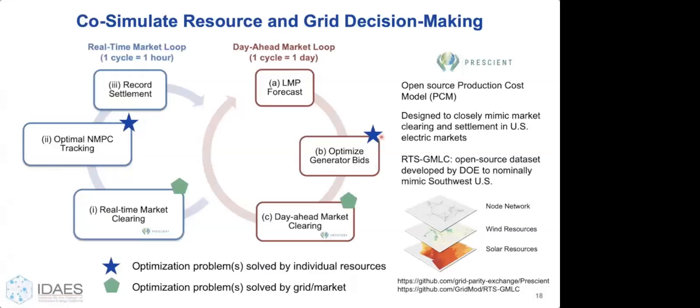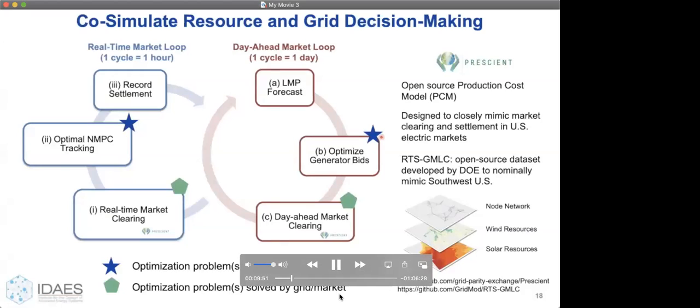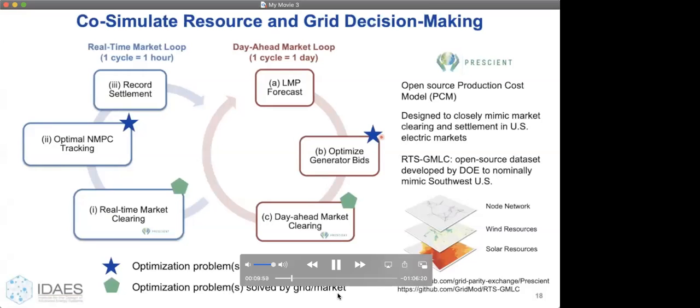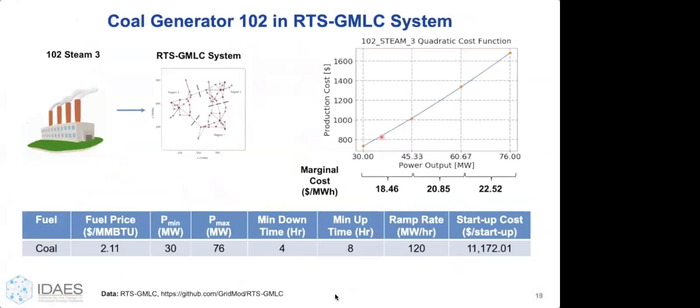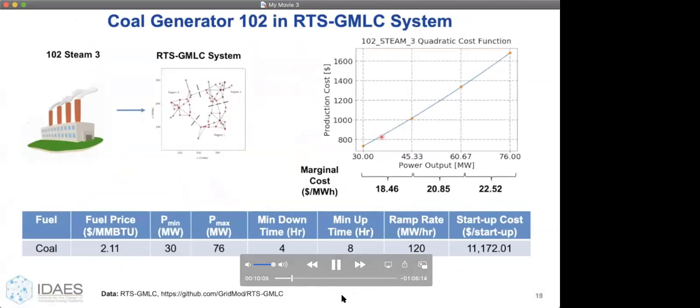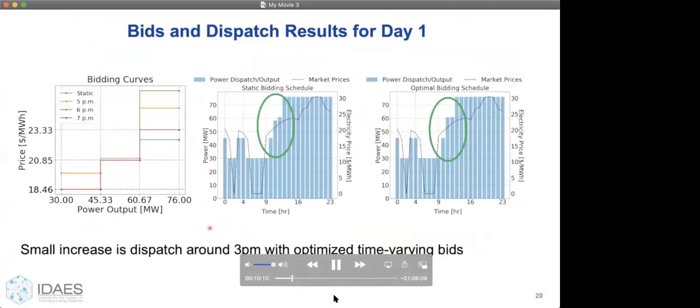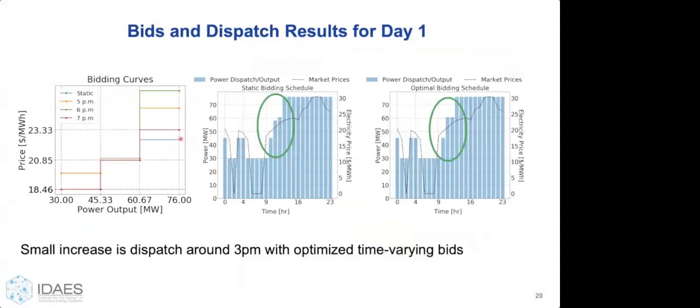And we're going to use Prescient, which is an open source production cost model. Prescient was very carefully designed to closely mimic real energy markets in the US. And we're going to use the RTS-GMLC open source data set that roughly mimics the Southwest US. We're going to take one generator in the RTS-GMLC test case, and now we're going to optimize its bidding. So the results shown here, on the left, we have 4 bidding curves. The blue is the static curve, and then we have a bidding curve for 5 p.m., 6 p.m., and 7 p.m. And the takeaway message is these bidding curves are very similar. If we inspect these schedules, we see that the schedules are very similar.